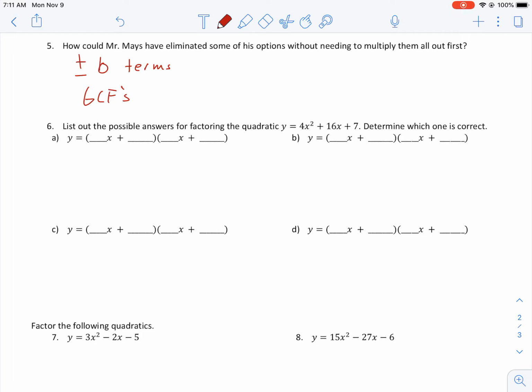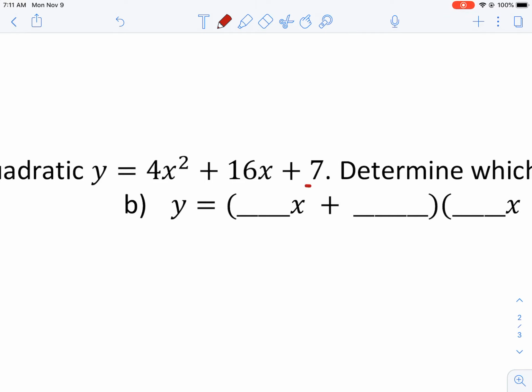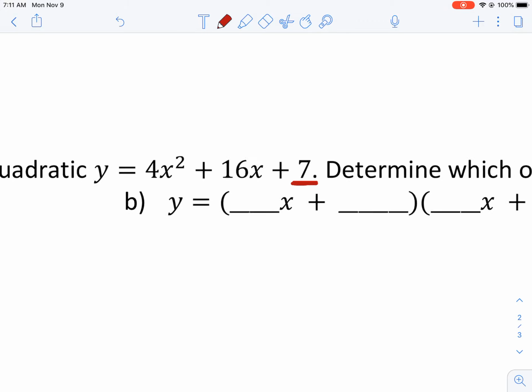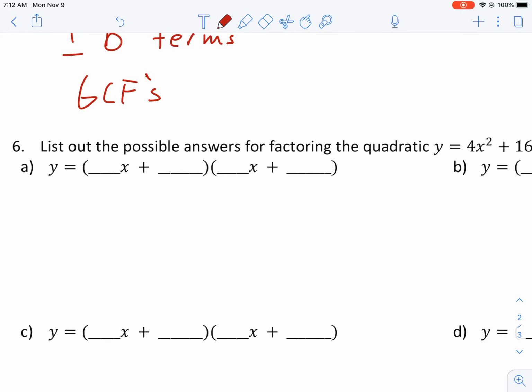Number 6, list out the possible answers for factoring the quadratic 4x squared plus 6x plus 7. So this one's interesting because we know our numbers still need to multiply to make 7, right? And there's actually only 2 choices, right? 7 and 1. So we know that we're going to have 1 and 7, or 7 and 1, right?